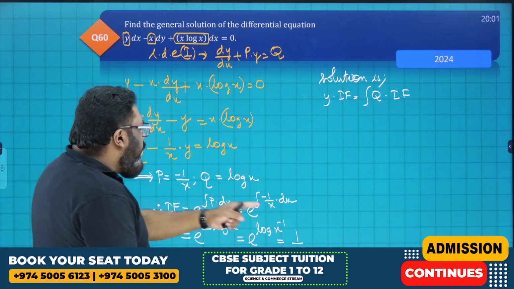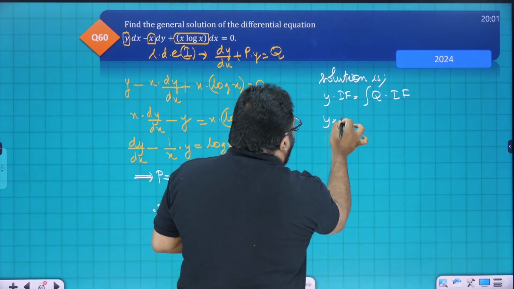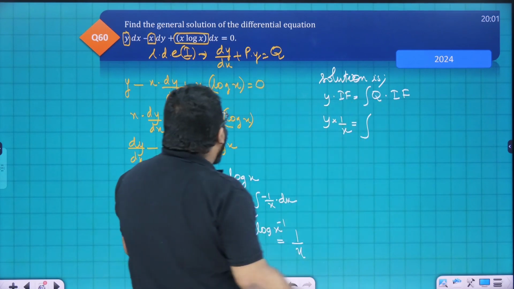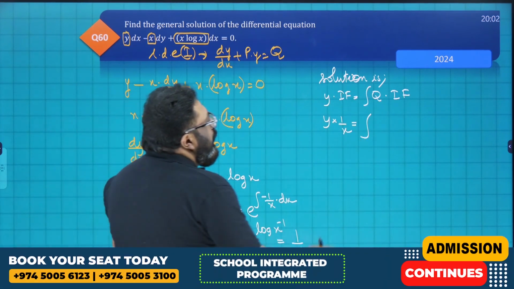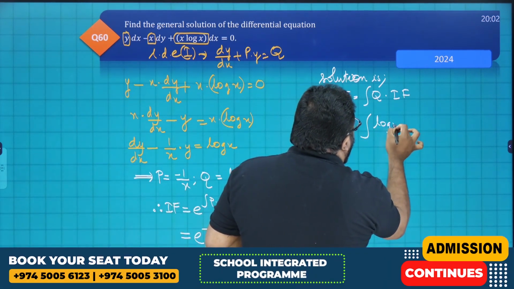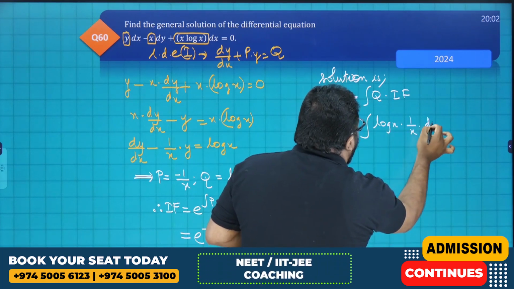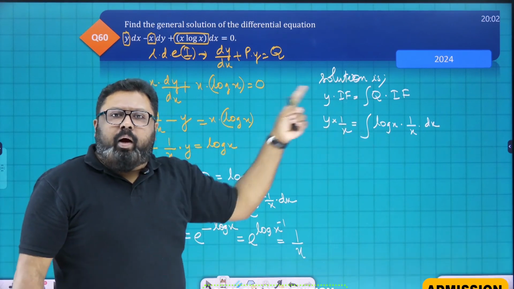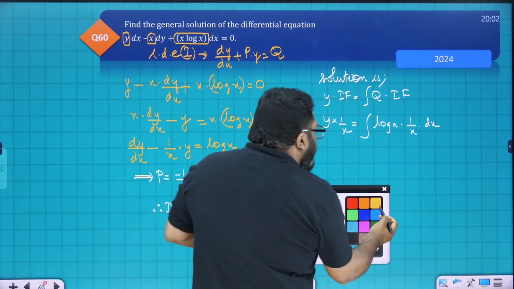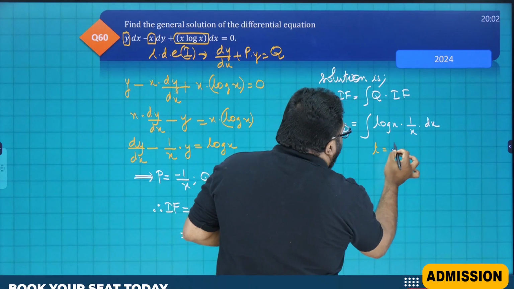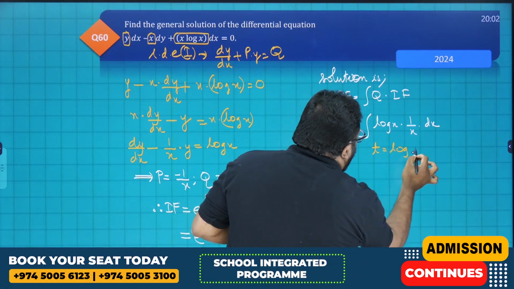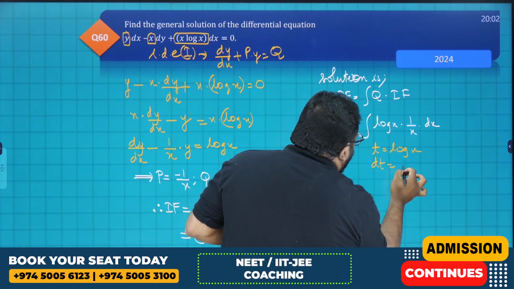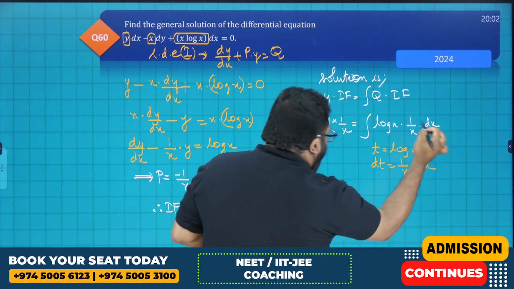Yes, y into integrating factor. So y into 1 by x. Q is log x. Log x into 1 by x. My dears, basic substitution. Log x is t, 1 by x is dt. Yes, basic substitution, my dears. t is equal to log x, so derivative: dt is equal to 1 by x dx.